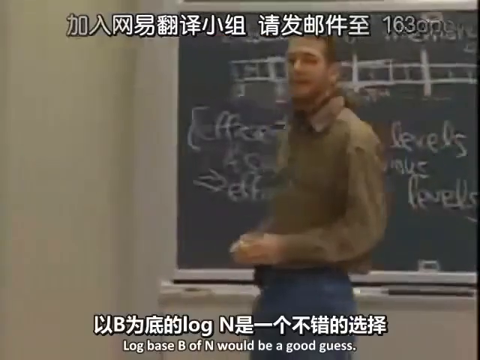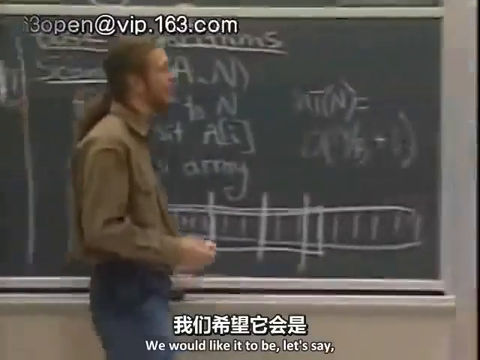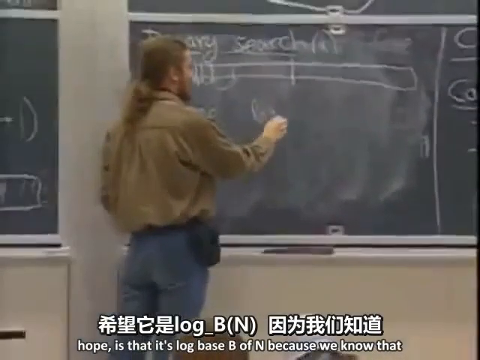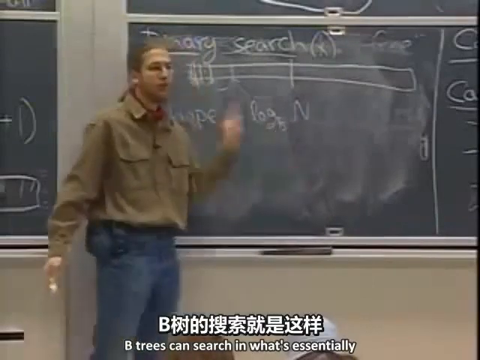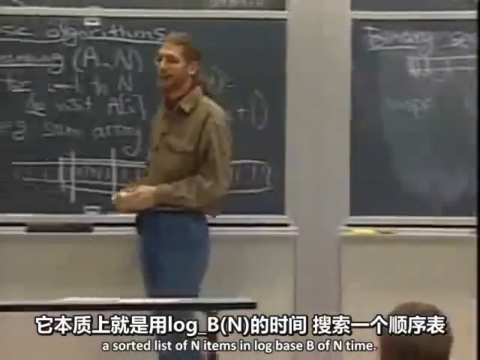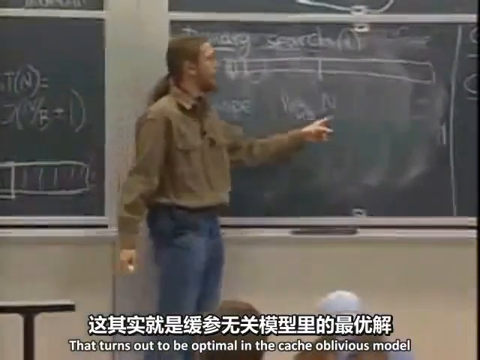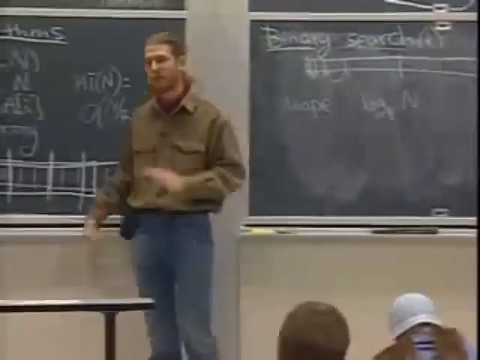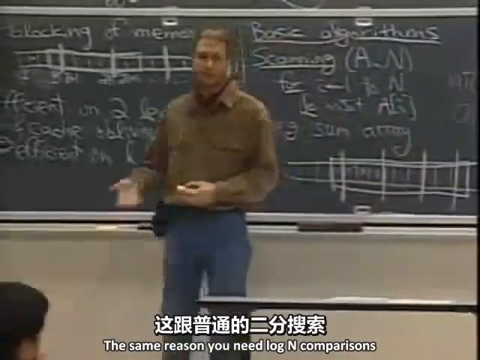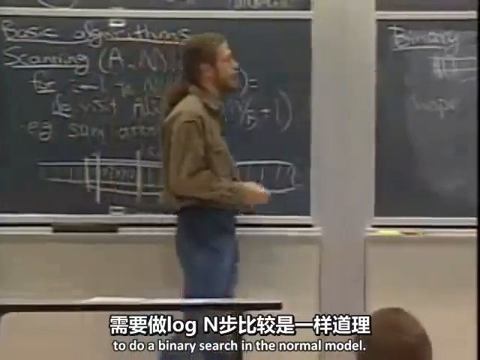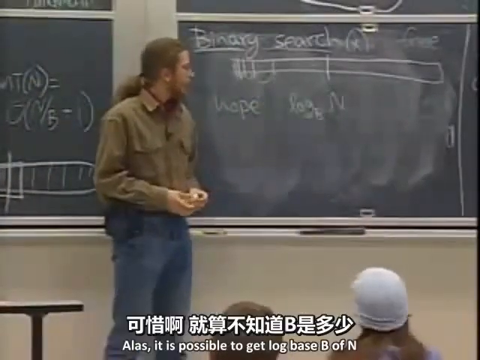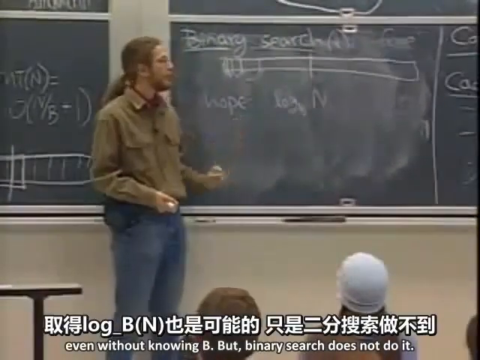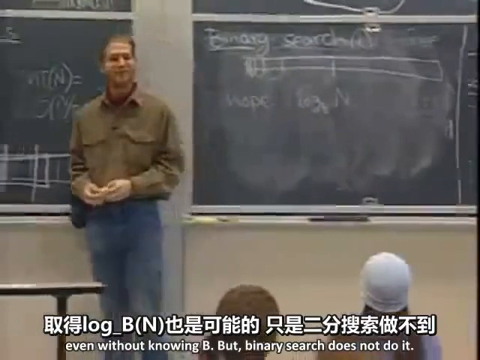Is it log base b of n? Log base b of n would be a good guess. We would like it to be, let's say hope, that it's log base b of n. Because we know that B-trees can search in what's essentially a sorted list of n items in log base b of n time. That turns out to be optimal in the cache oblivious model, or in the two-level model. You've got to pay log base b of n to search. I won't prove that here. It's the same reason you need log n comparisons to do a binary search in the normal model. Alas, it is possible to get log base b of n even without knowing b, but binary search does not do it.